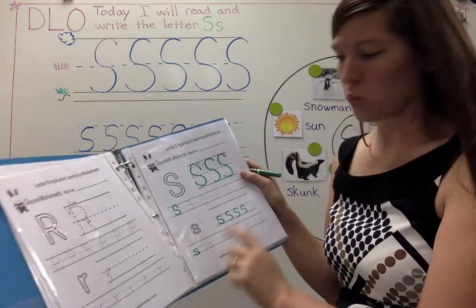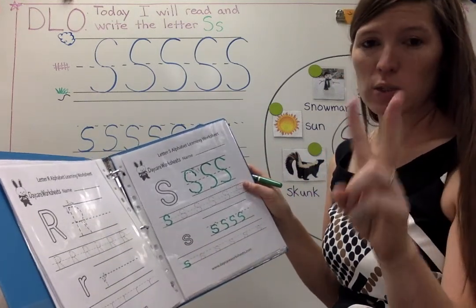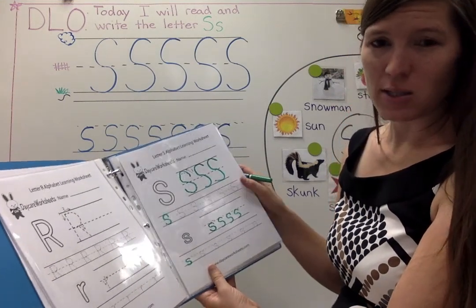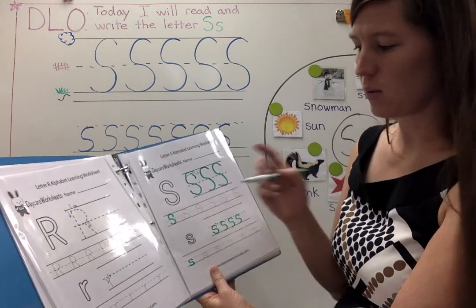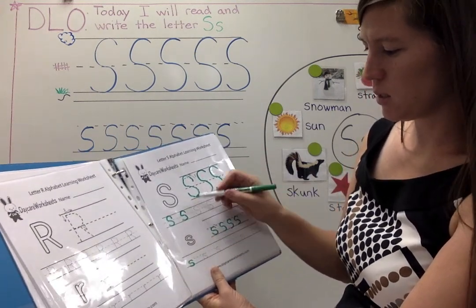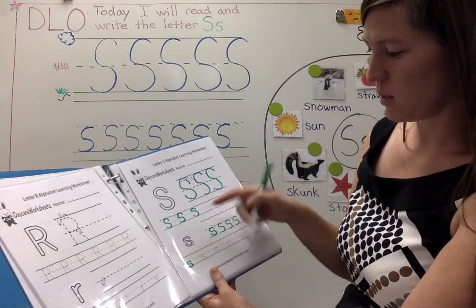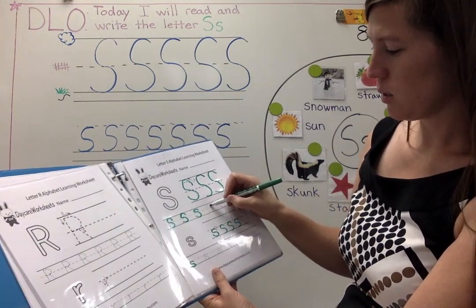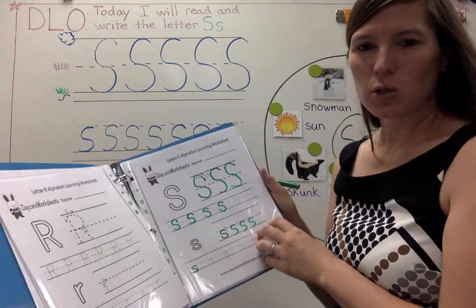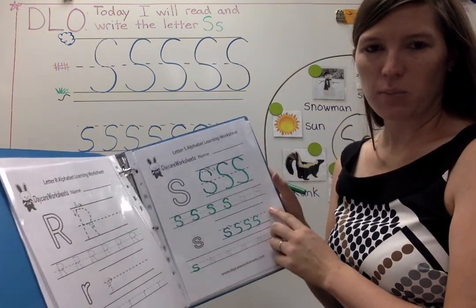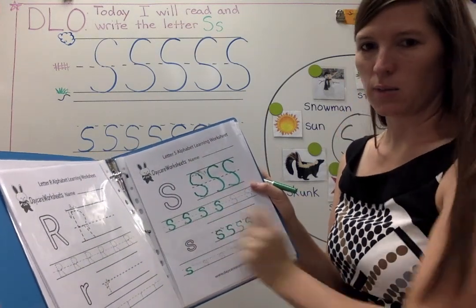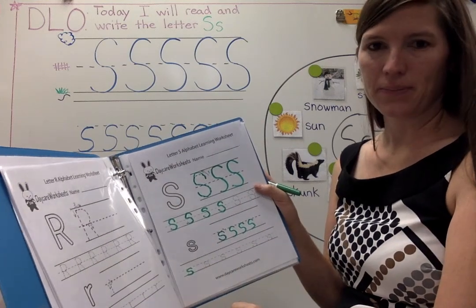I want you to practice writing your letter S 2 times. When you write it, I want you to try your best to say the letter name and the sound like this. S, S, S, S, S, S. How many times are you going to write it in your page? 2 times. Write it, erase it, write it one more time. Have fun!